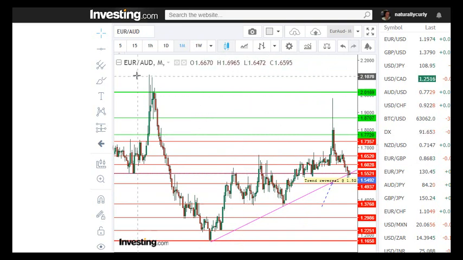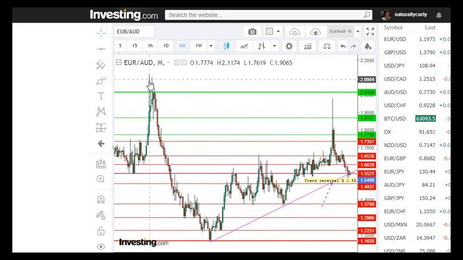Okay, on this particular pair, Euro AUD, you can see the bottom of this price action we had at 1.1658, and the highest level that I put a resistance level for was 2.0169. Now you may ask, well, why didn't you put your line up here?